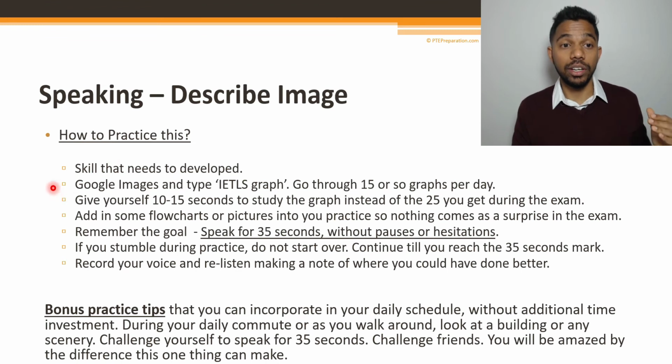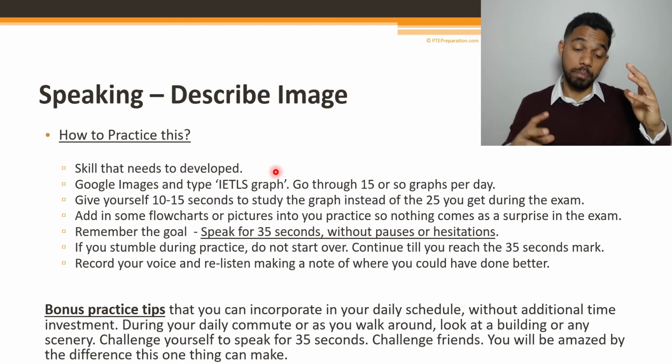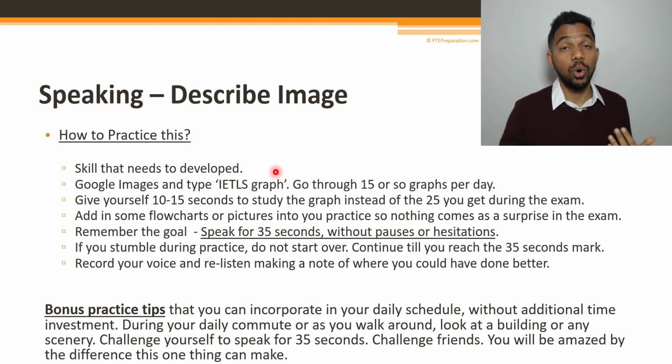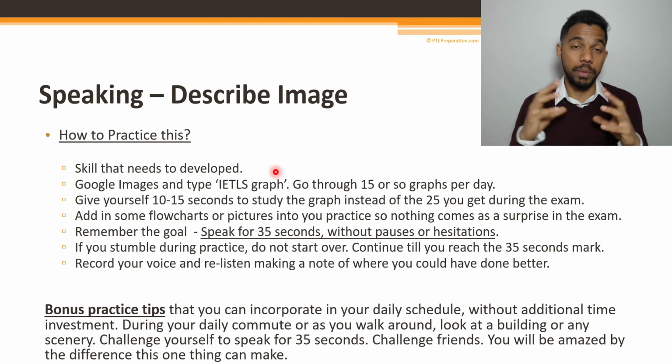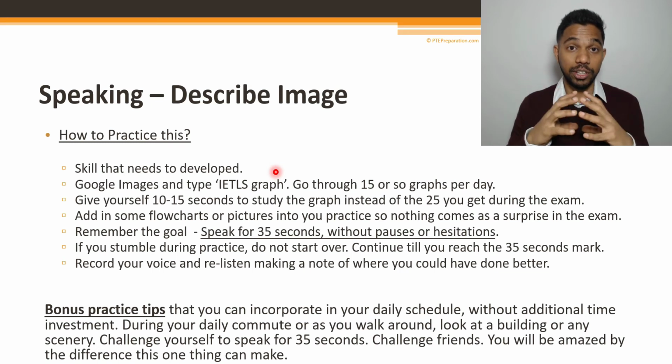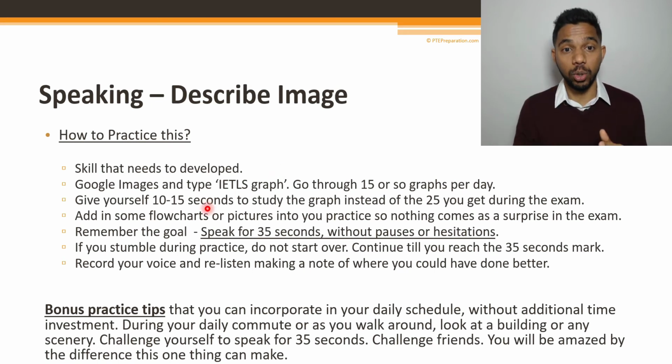What I used to do just to get some quick practice, obviously there is practice material within this course, but what you can also do is go to Google Images and type IELTS graph. The reason I put IELTS graph is because there's much more content on the IELTS than the PTE, and you just get a bunch of different images, and you can go through each image one by one really quickly, and you can minimize the amount of time that you're spending in practice if you follow that approach.